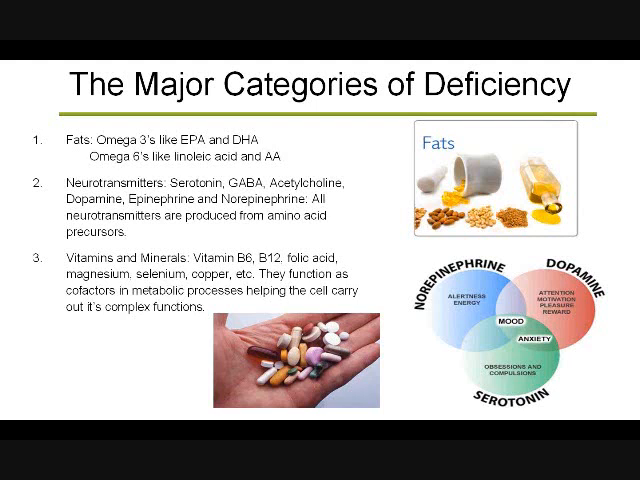And then the final area of deficiency here is vitamins and minerals. So that's what we're going to discuss today. We're going to discuss vitamins and minerals, especially the B vitamins, magnesium, selenium, and zinc.